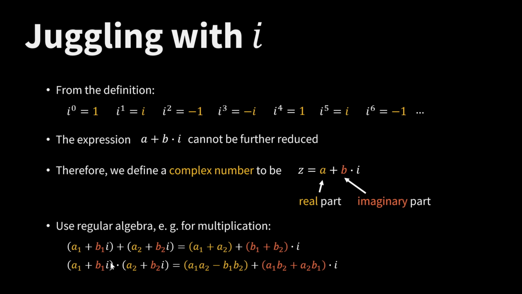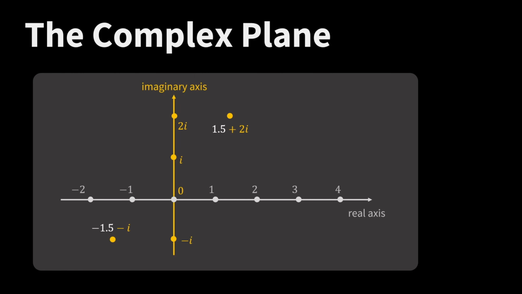Simple algebra. Here I derived what the multiplication of two complex numbers is. Here we use the property that i squared is minus 1. This is why we get the minus sign here. Now there is a nice way to visualize complex numbers. For this we use a two-dimensional diagram. We have the real axis along the x-axis and the imaginary axis along the y-axis. So the x-axis corresponds to the number line as we know it. We have minus 2, minus 1, 0, 1, 2, 3, 4 and so on.